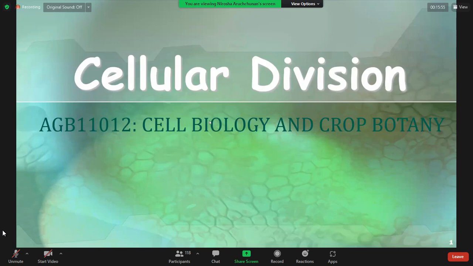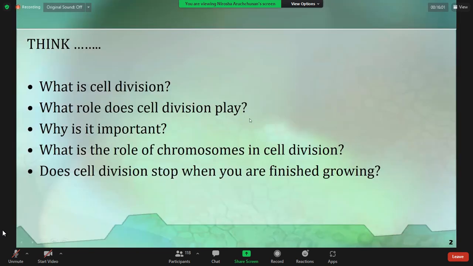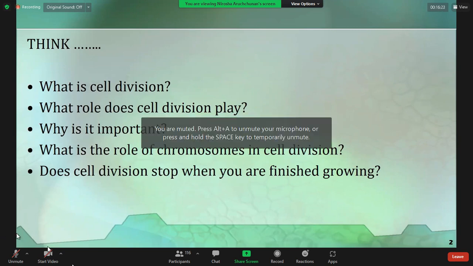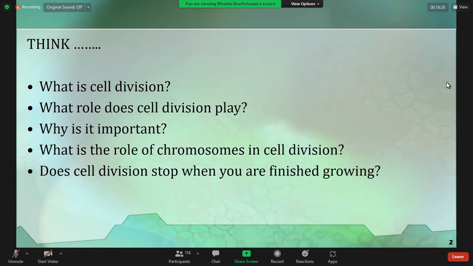Okay. Cell division, that cellular division. So first, please think about cell division. You already studied cell division in A level. So just think, what is cell division? What role does cell division play? Why is it important? And what is the role of chromosomes in cell division? Does cell division stop when you are finished growing? Right? So think about these questions.